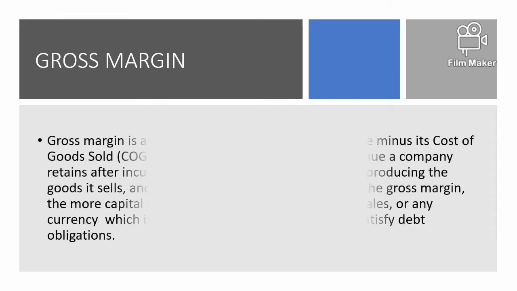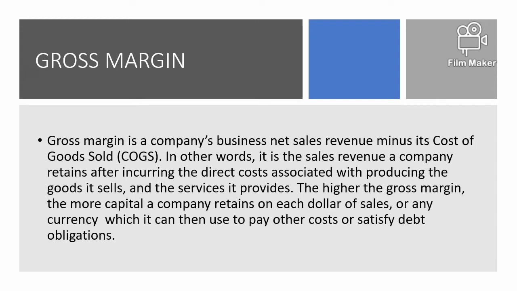Gross margin. Gross margin is a company business net sales revenue minus its cost of goods sold, or the COGS. In other words, it is the sales revenue a company retains after including the direct costs associated with producing the good it sells and the service it provides. The higher the gross margin, the more capital a company retains on each dollar of sales for any currency, which it can then use to pay other costs or satisfy debt obligations.